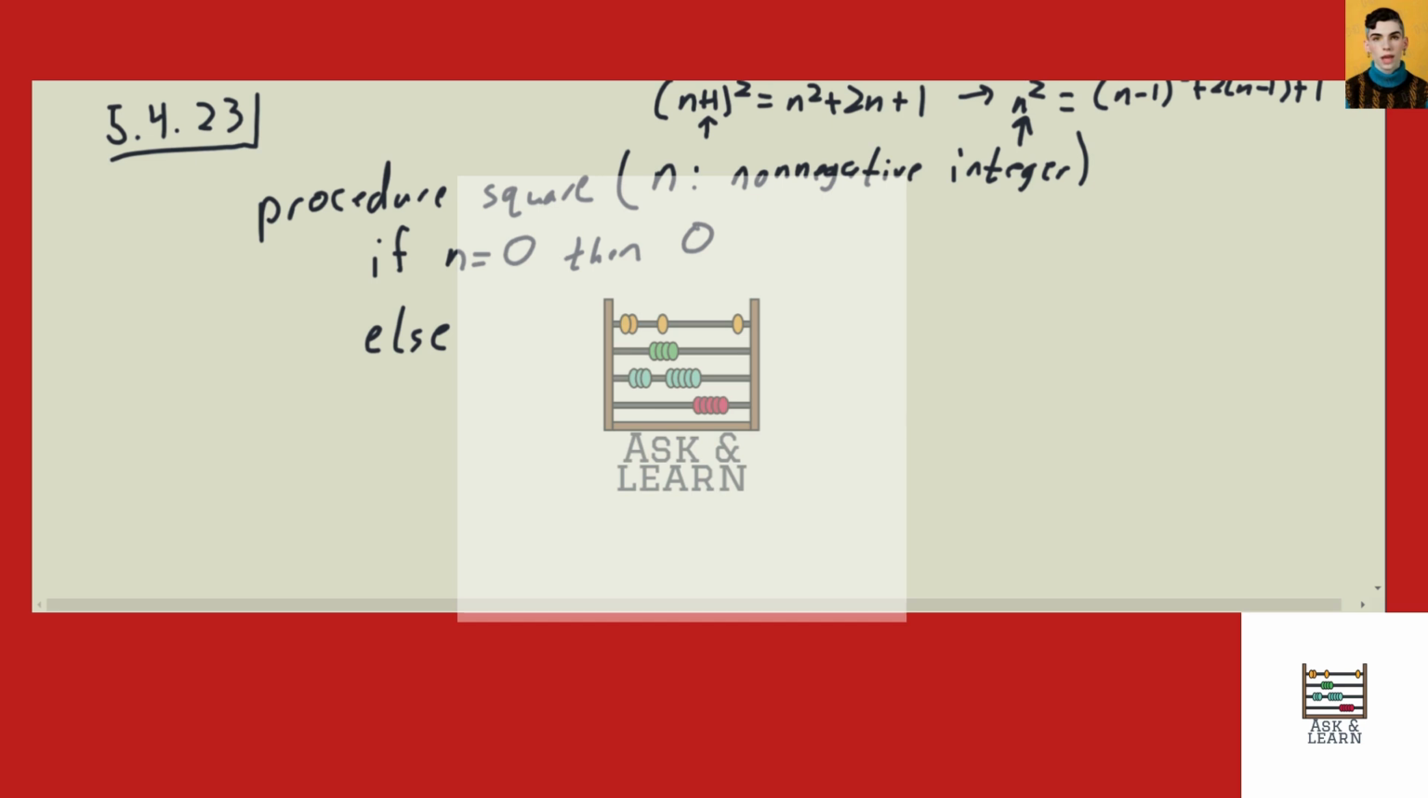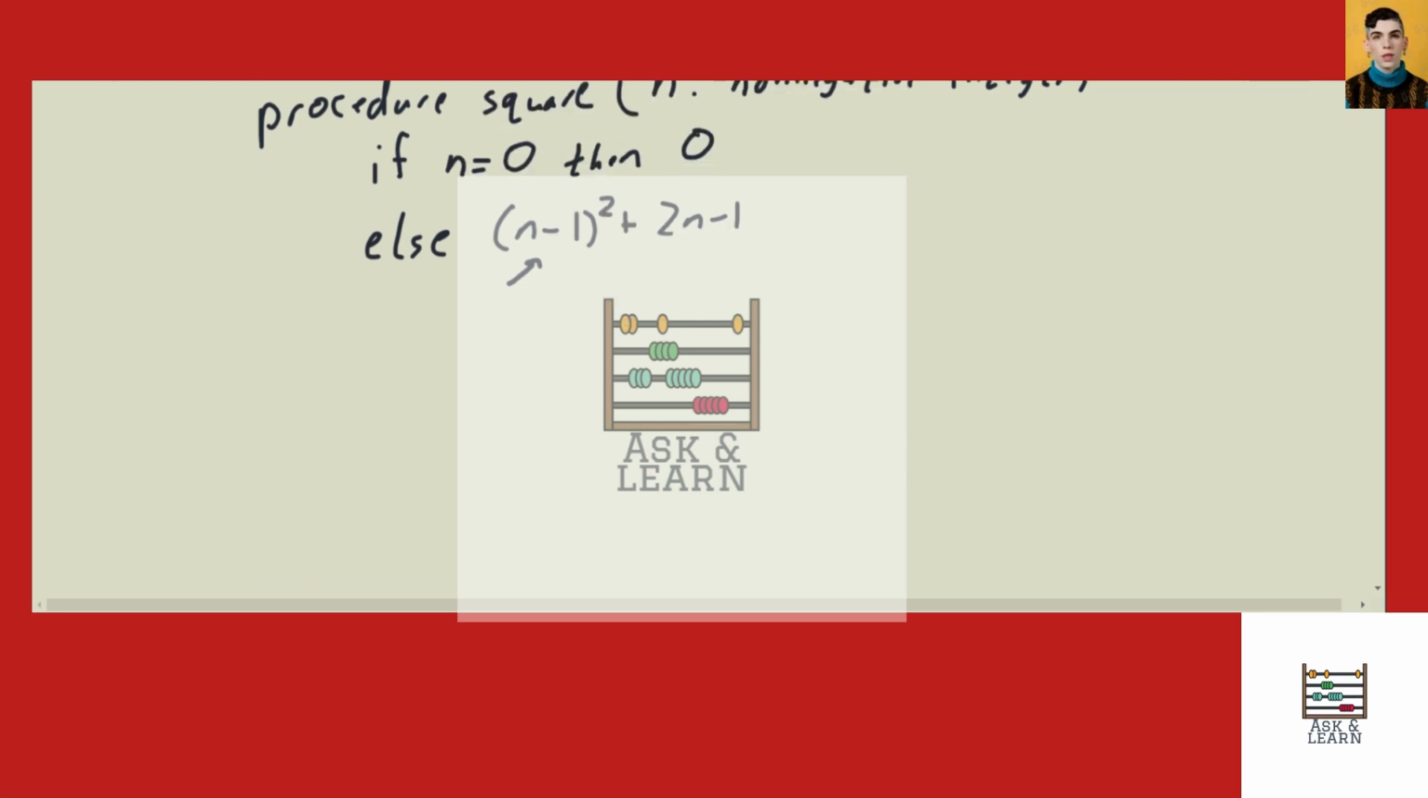So else, n minus 1 squared plus, and we can at least simplify this last part. We could simplify the whole thing if we wanted to, but this is 2n minus 2 plus 1, so that's 2n minus 1. All right, so this is my procedure. You could work it out a little bit cleaner by multiplying that and combining like terms, but we don't need to, I don't think. Now we want to prove this using induction.